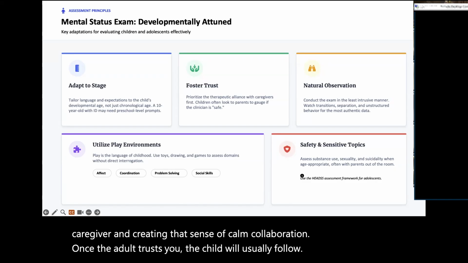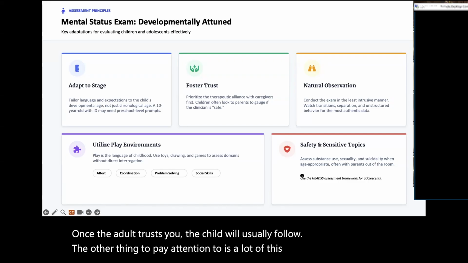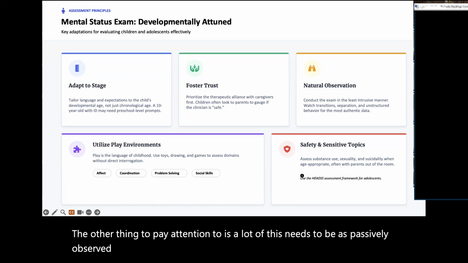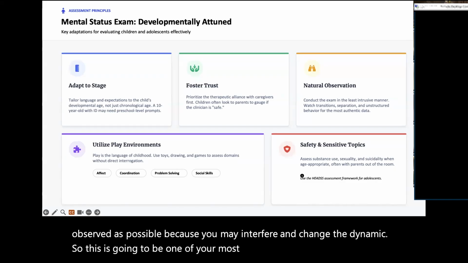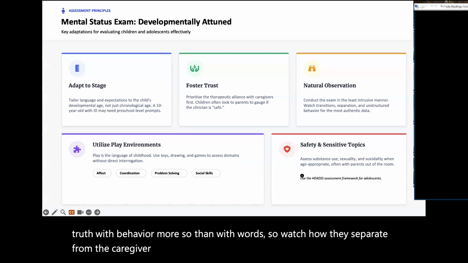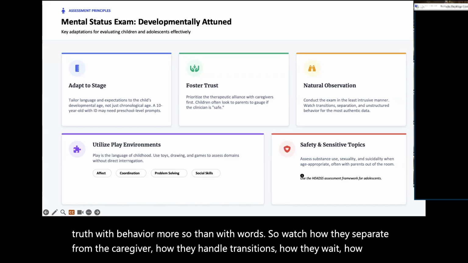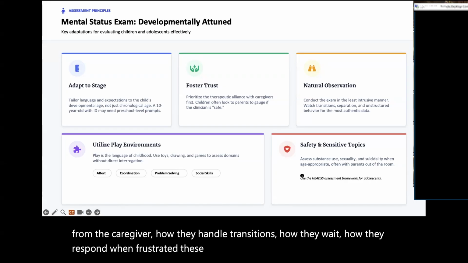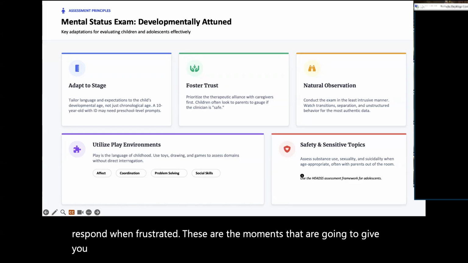The other thing to pay attention to is that a lot of this needs to be as passively observed as possible, because you may interfere and change the dynamic. So this is going to be one of your most powerful tools. Kids do tell the truth with behavior more so than with words. So watch how they separate from the caregiver, how they handle transitions, how they wait, how they respond when frustrated. These are the moments that are going to give you more diagnostic data than any direct question.